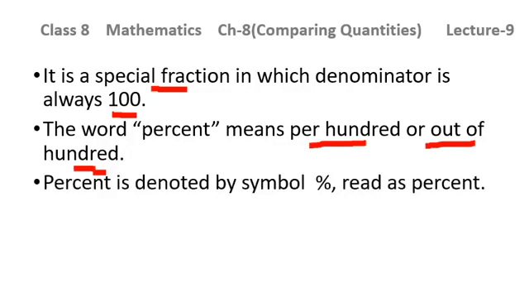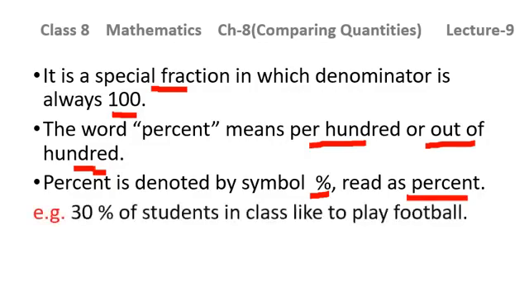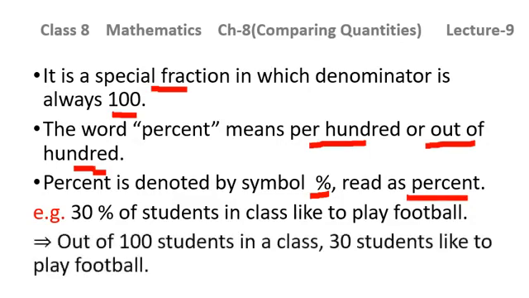Percent is denoted by this symbol, the symbol for percentage. Everyone knows this; you have studied it in your previous class also. For example, let us now interpret the percentage in terms of statements. For example, 30% of students in a class like to play football. What is the meaning of this given statement? It means that out of 100 students in a class, taking 100 students as a whole, 30 students like to play football. This is the interpretation of the above statement.